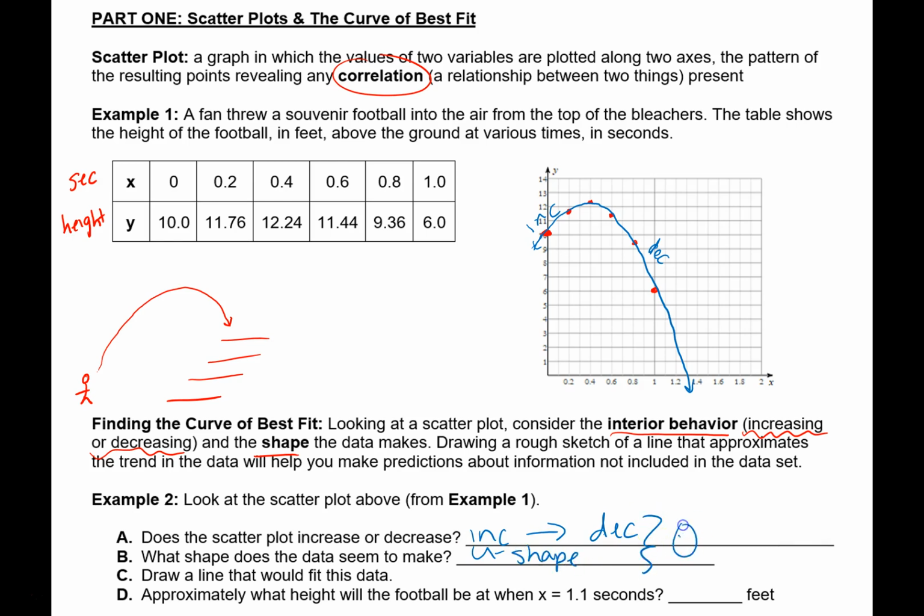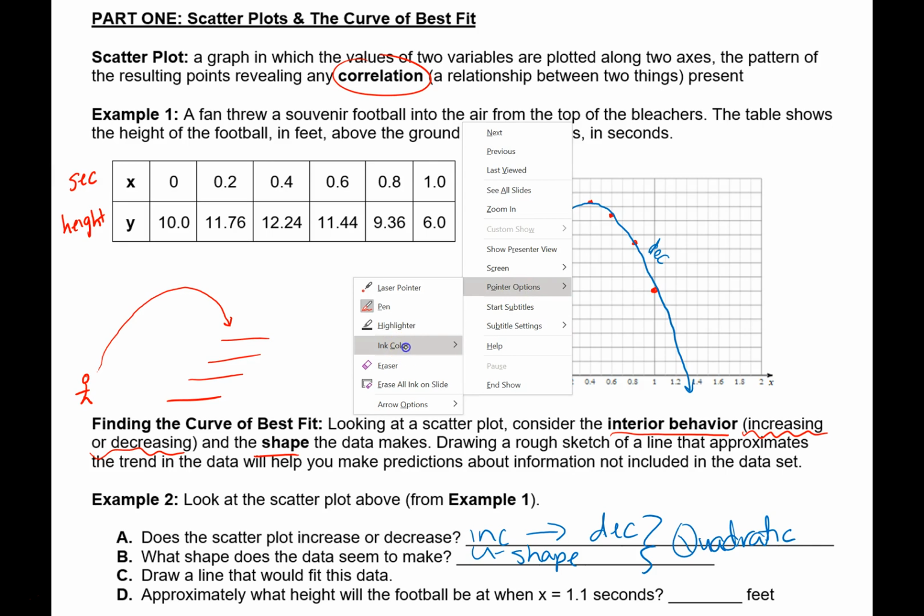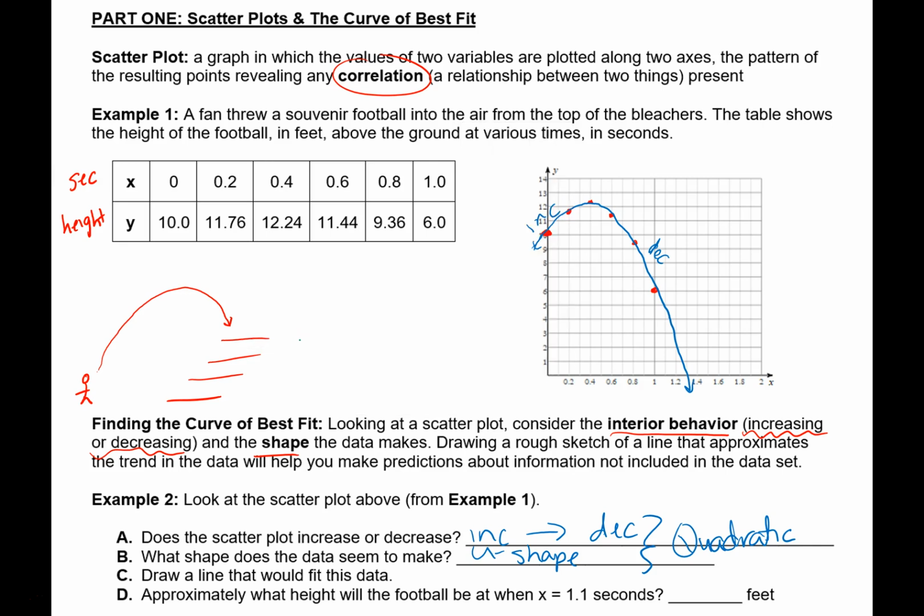So this says to me quadratic. So then if I want to approximate the height of the football when x is equal to 1.1, I'm going to look at my x-axis, go to 1.1, which is here, and go up. Right there looks approximately where it would be on my line of best fit, and that y value looks like it's 5. So I'm going to say that the height is approximately 5 feet based off of this really rough sketch that I did.